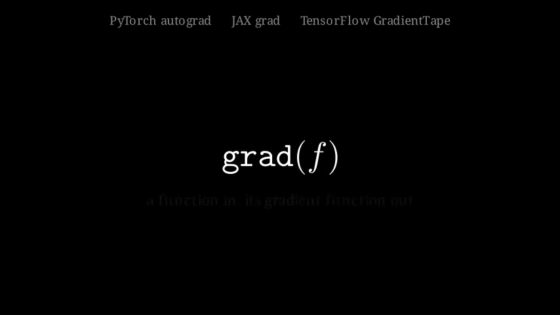Wait, PyTorch's AutoGrad, JAX's grad, TensorFlow's gradient tape. Are they all secretly doing the same thing? They rest on one quiet idea. We can compute exact derivatives by mechanically applying the chain rule. And the whole interface fits in a single function, called grad. It takes a function, and it returns that function's gradient function.